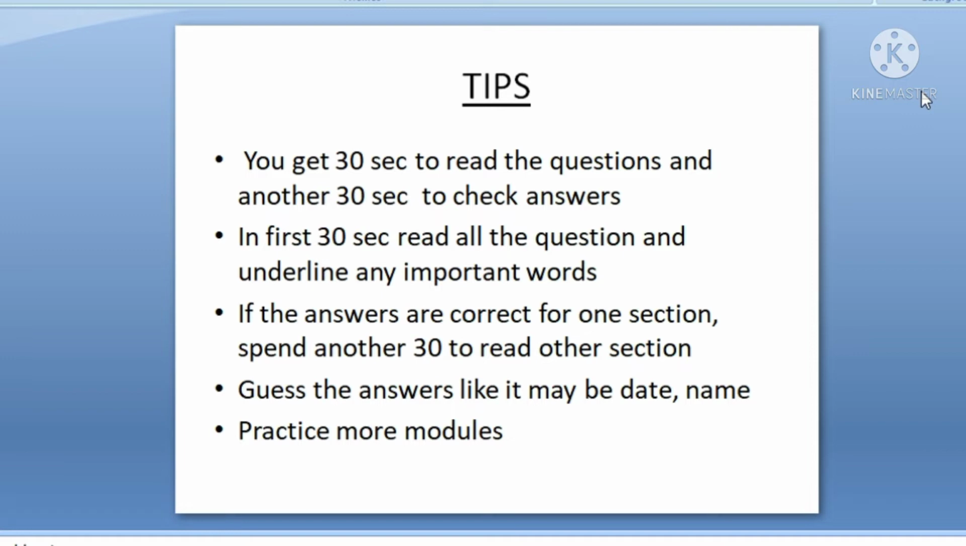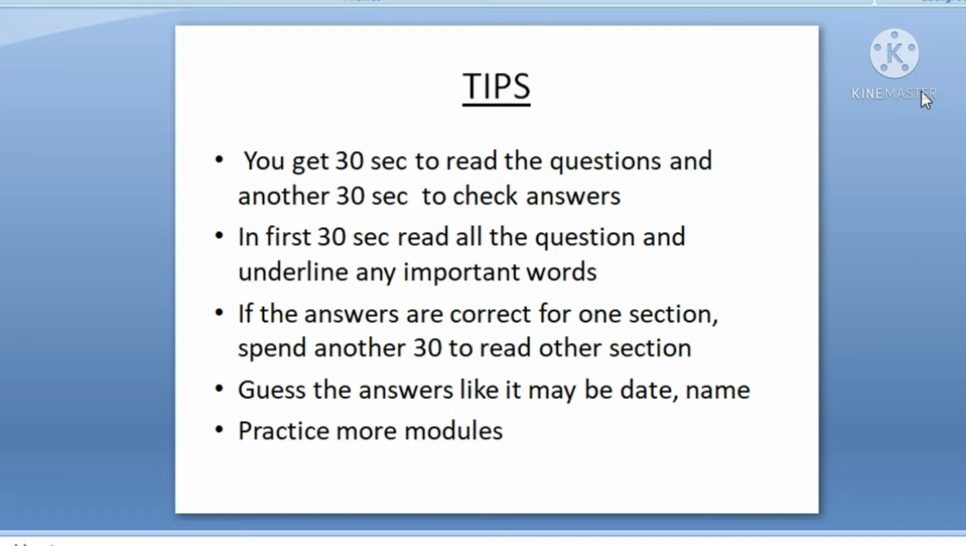Before starting part 2, part 3, part 4, you will get 30 seconds to read the questions, and during that time you should read all the questions fast, and if necessary underline any important words that they mention, or any synonyms or phrases or any scientist names, so that during the audio, when the name or the word comes into the audio, then you will know that the answer will be near to that. To get more marks in listening module, you should practice more and more videos, so that you get the idea how to write the answers.